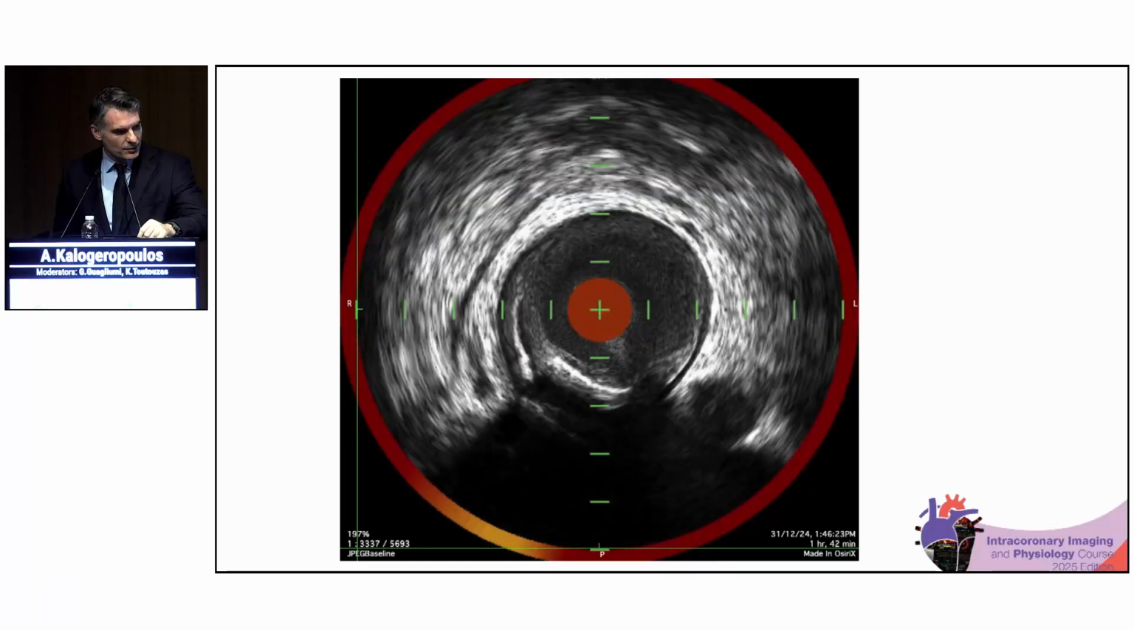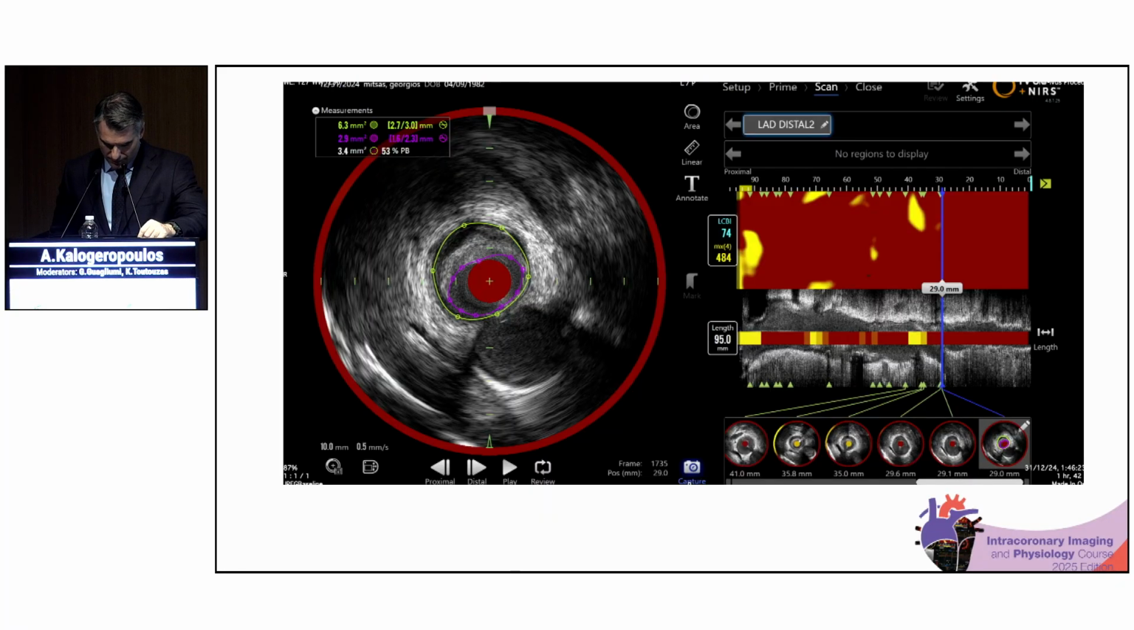Here is some calcium. And here is the actual minimum luminal area. It's the second diagonal. We can see it's 2.9 square millimeters. We have a plaque burden, which is mild to moderate, 53%. And we also have a high lipid core burden index of 484.